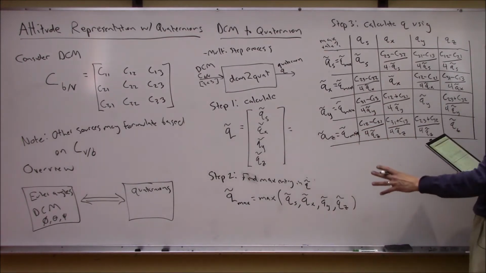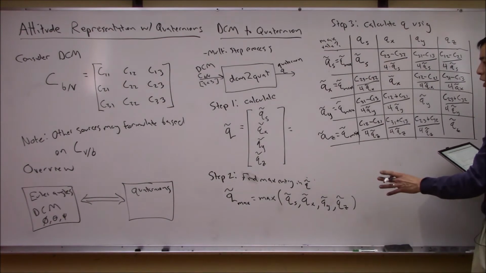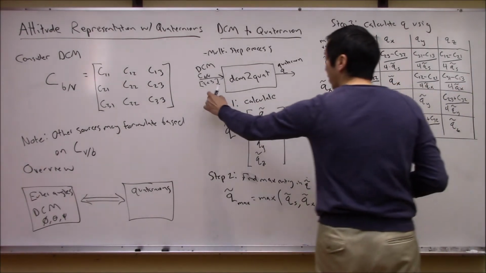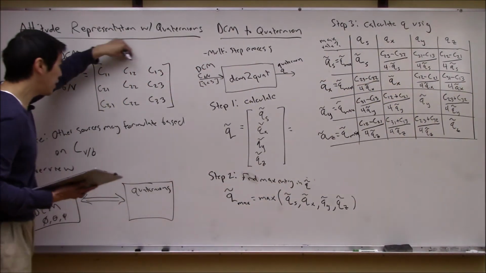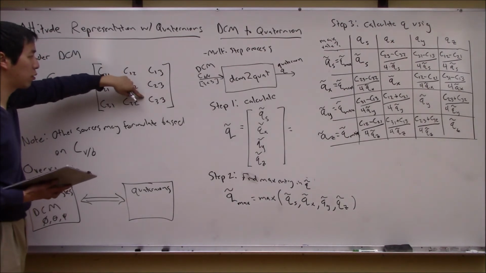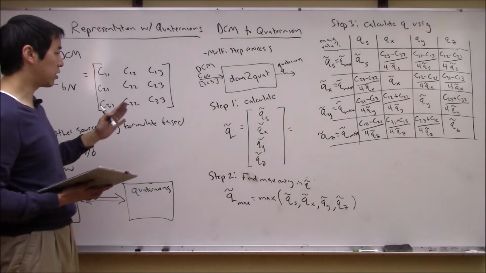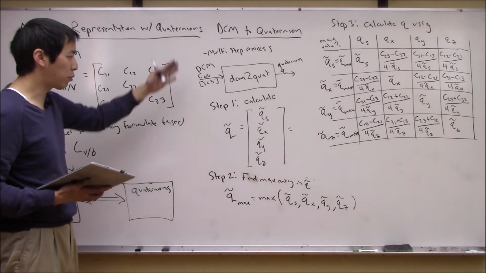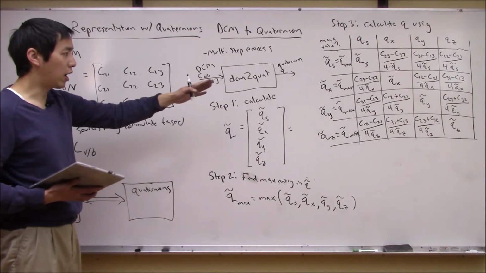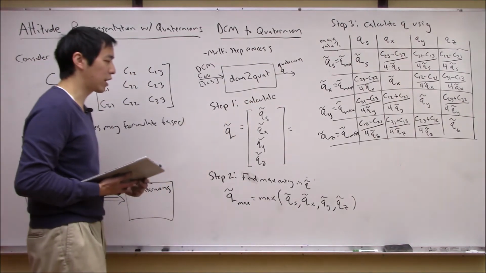You can easily think about implementing this in a function if you like. So you basically pass in this DCM, which has all of the elements, C11 all the way up to C33. And then all you've got to do is go ahead and perform this algorithm, and that will give you the equivalent quaternion that comes out, okay?